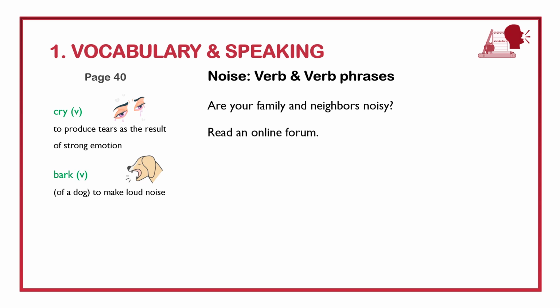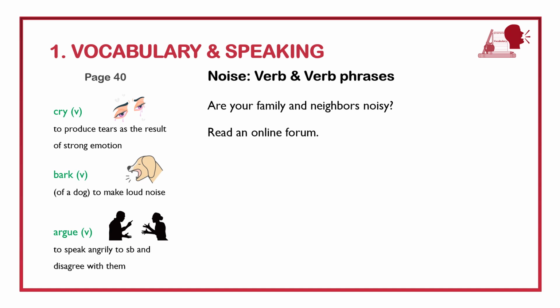Then we have the verb argue, which means to speak angrily to somebody and disagree with them. So people sometimes argue with each other. You can argue with someone, and you can argue about something. For example, my parents argued about the size of the house, for example. So you argue with someone about something.